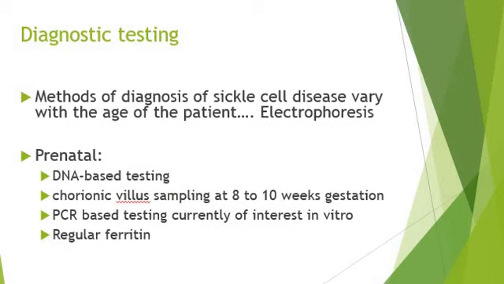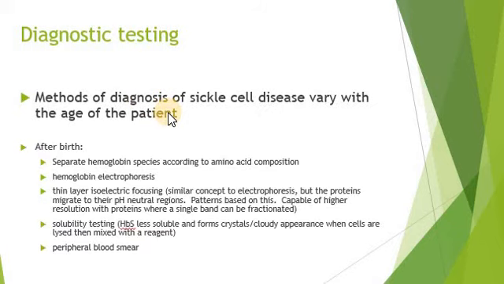As there is continuous hemolysis, regular ferritin should be determined to identify the need for deferoxamine therapy, and for monitoring purposes after the diagnosis of sickle cell disease, there should be regular checking of ferritin. Methods may differ with the age of the person. After the birth, there may be a hemoglobin electrophoresis. There may be a testing of hemoglobin S.